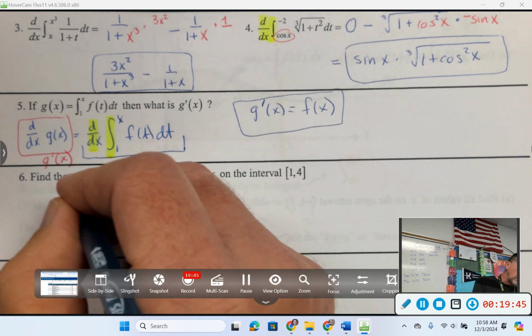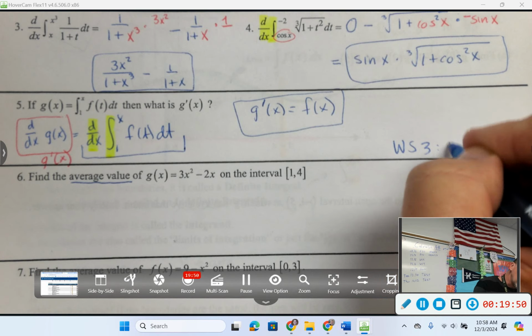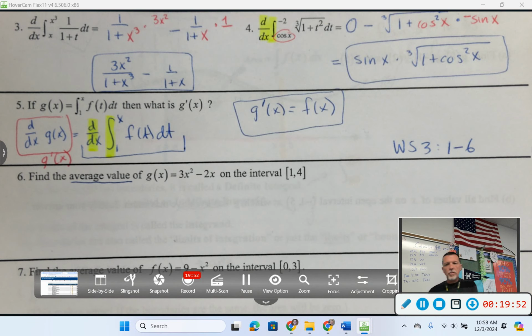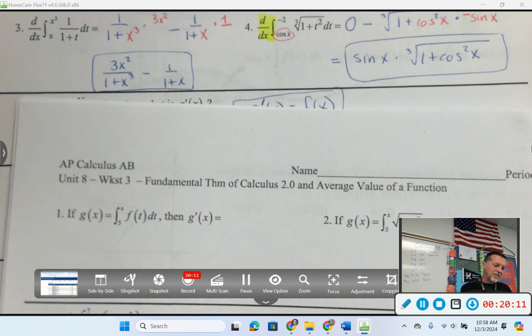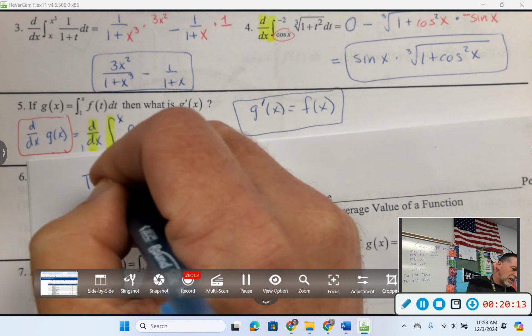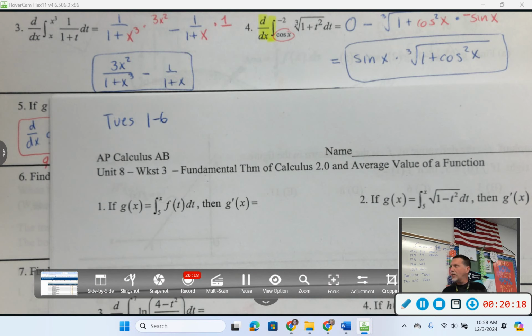Okay, you can see that the rest of the problems start being average value problems. We're going to save that for tomorrow. So today's assignment is worksheet 3, numbers 1 through 6. Let me encourage you to try those. I know sometimes you start slacking off and saving things for later, hoping I'll do a bunch of them. Only 6 problems. They're all the derivative of the antiderivative. Tuesday, 1 through 6. They should go pretty quick.